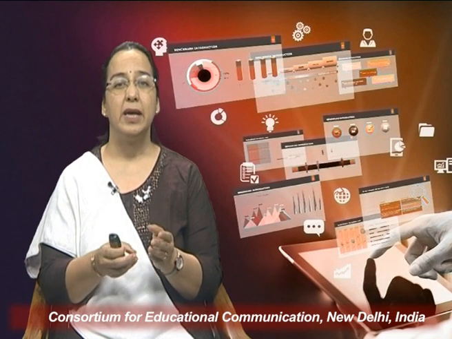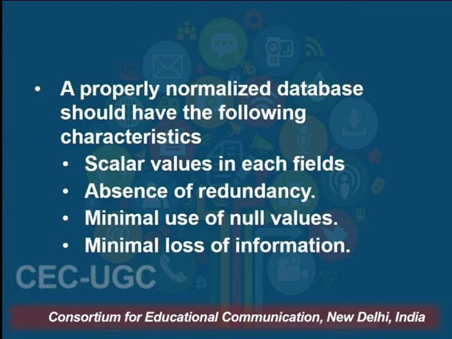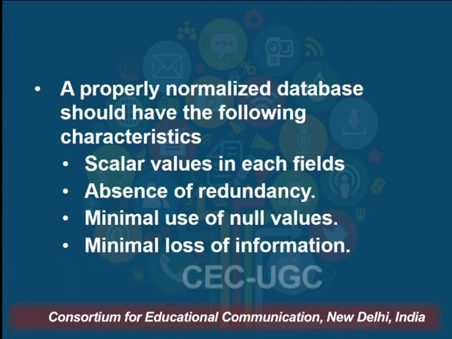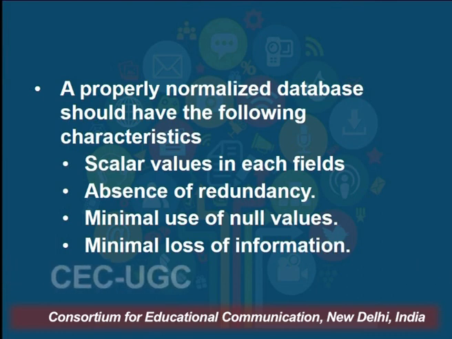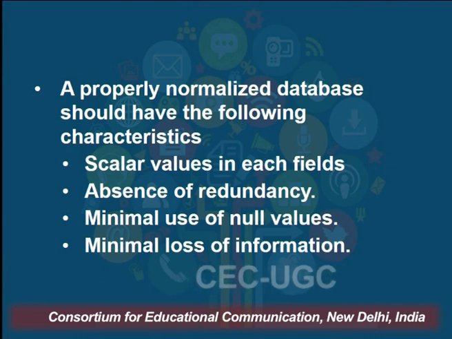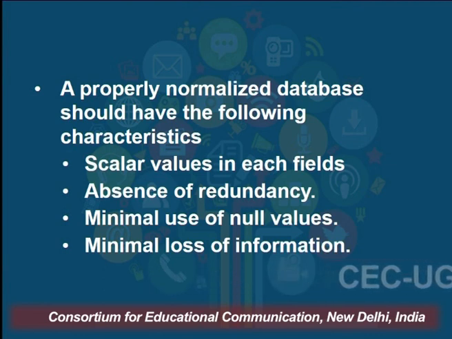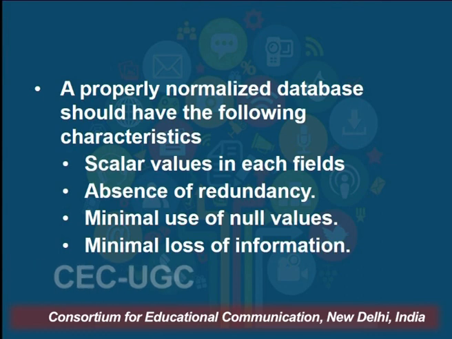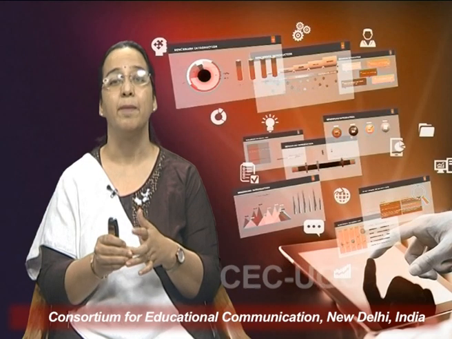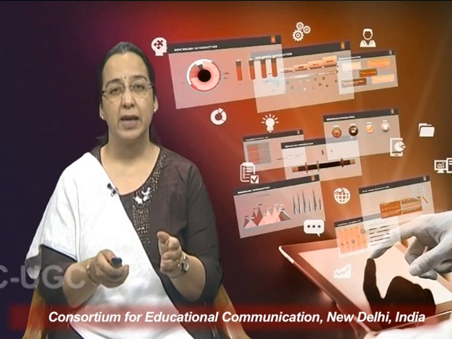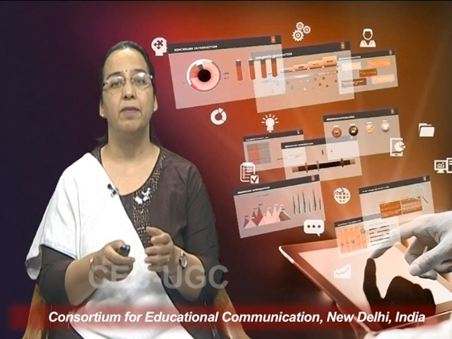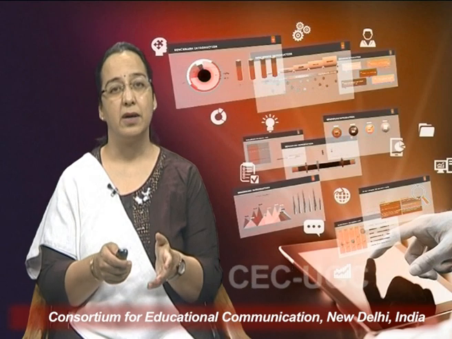So, a properly normalized database must have the following characteristics. We should have scalar values in each field, not non-scalar or non-atomic values. Combined values are not allowed. Redundancy should not be there. Null values are a challenge to handle, so minimal use of null values should be there, and minimal loss of information should be there. All these are characteristics of a normalized database.